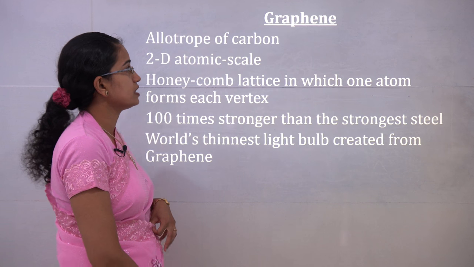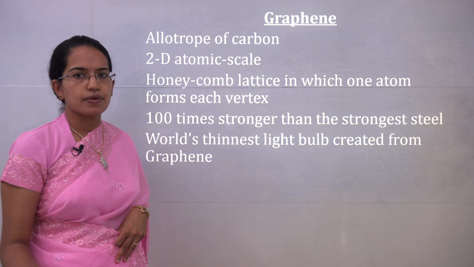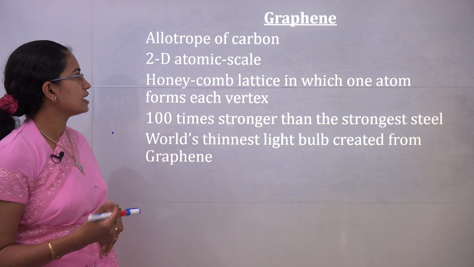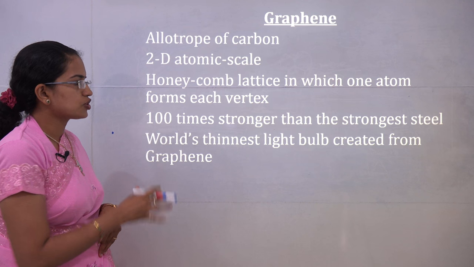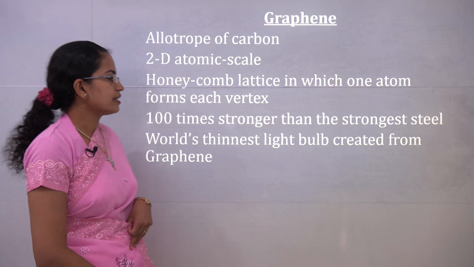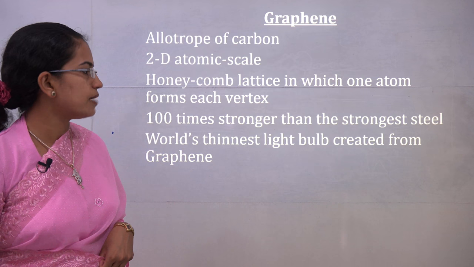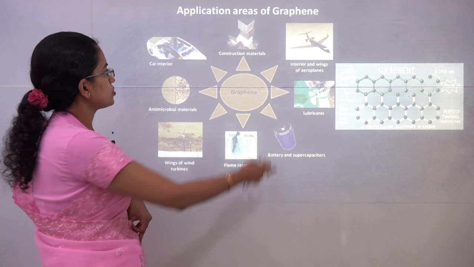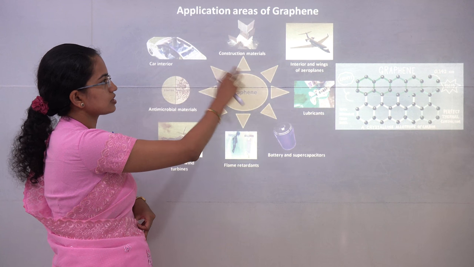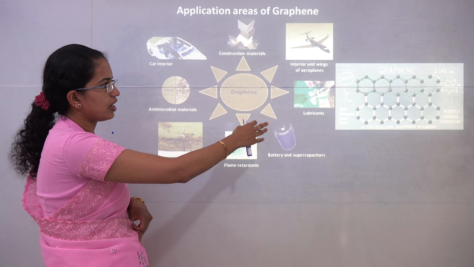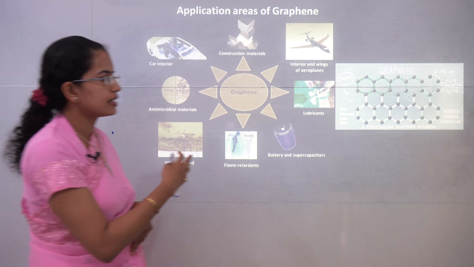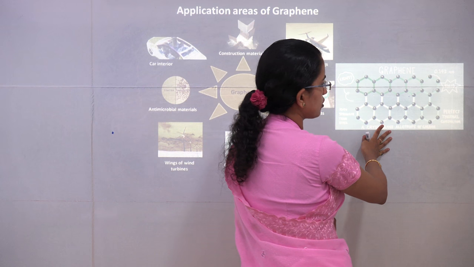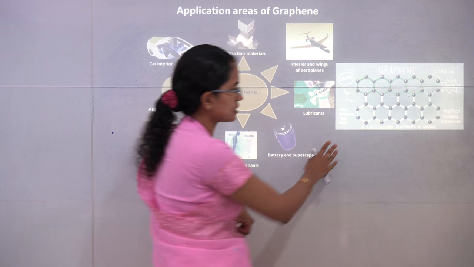The next is graphene. Graphene is an allotrope of carbon. It's very resistant. It has a kind of 2D shape, honeycomb structure. It's 100 times stronger than steel, and the world's thinnest light bulb has been created from graphene. So graphene, as you can see, has been used in construction, wings of aeroplanes, flame retardants, wind turbines and other places. This is the crystalline or the honeycomb structure of the graphene that is seen.